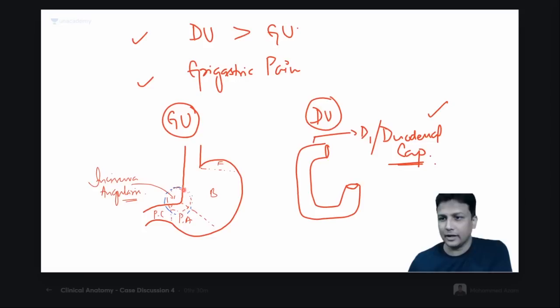Now use your mind and tell me about the complications. There can be perforation. If the duodenal ulcer perforates, then which artery will be ruptured, or involved in duodenal ulcers? That is the gastroduodenal artery. Are you understanding right now? That is the gastroduodenal artery.